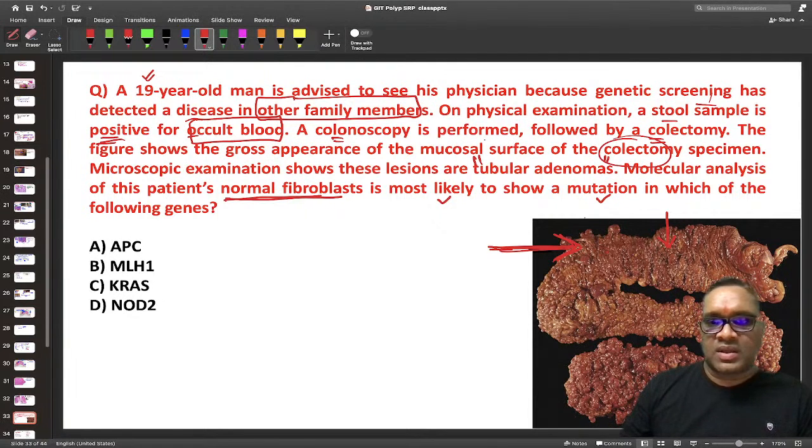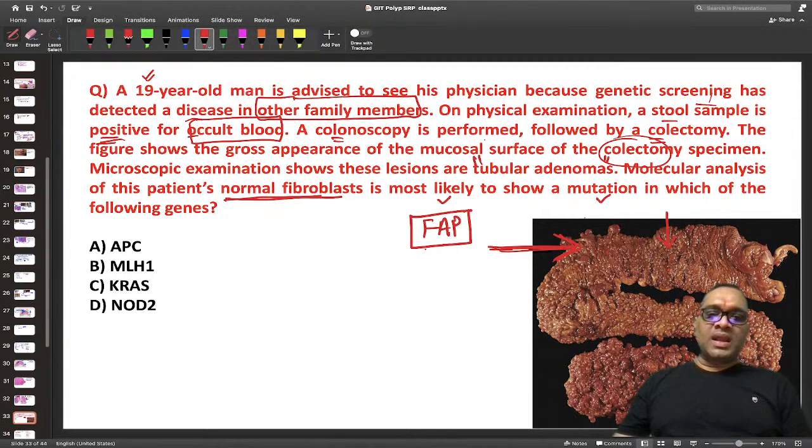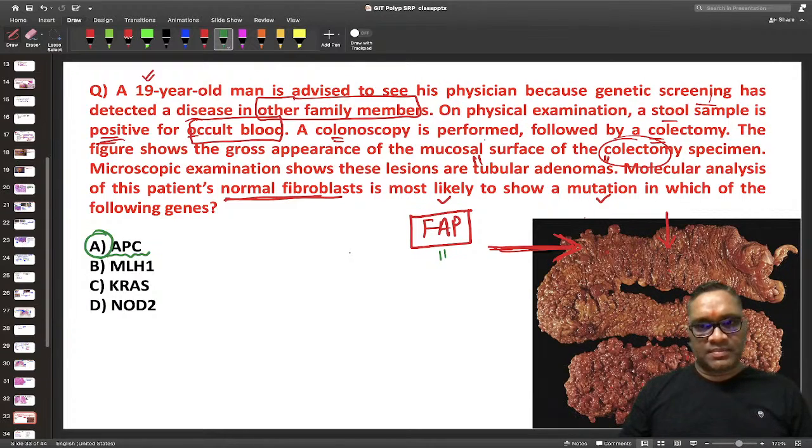The colectomy specimen is given, and you are seeing so many small adenomas throughout the areas. So this is familial adenomatous polyposis coli, right? They will be having an APC gene mutation. So this is the right answer. APC gene mutation will be present in them, right? Familial adenomatous, because family members are also affected. Familial adenomatous polyposis, these are small tubular adenomas, and they will be positive for APC gene mutation, which is commonly seen in FAP disorders, right?